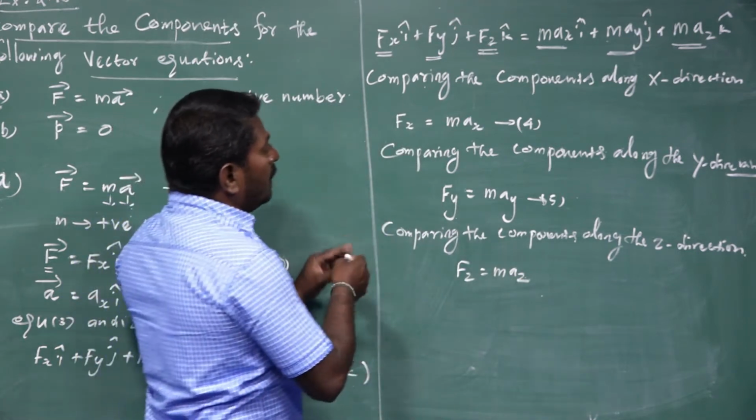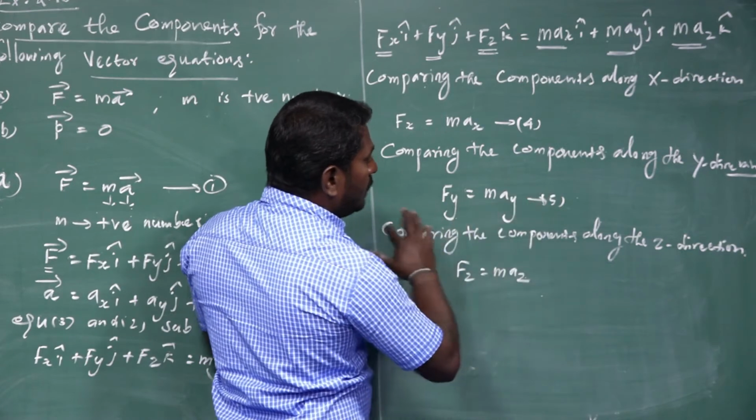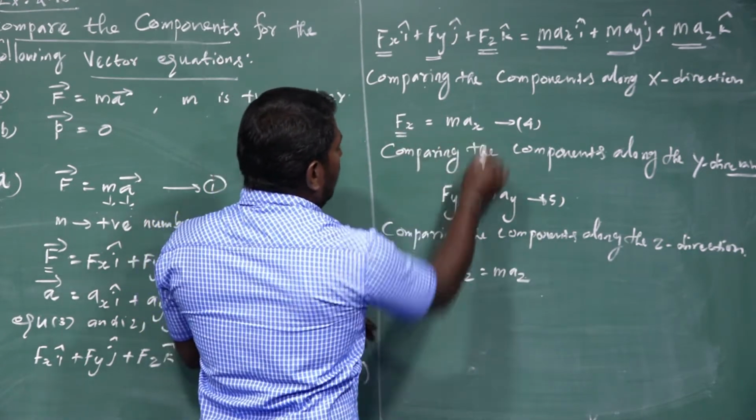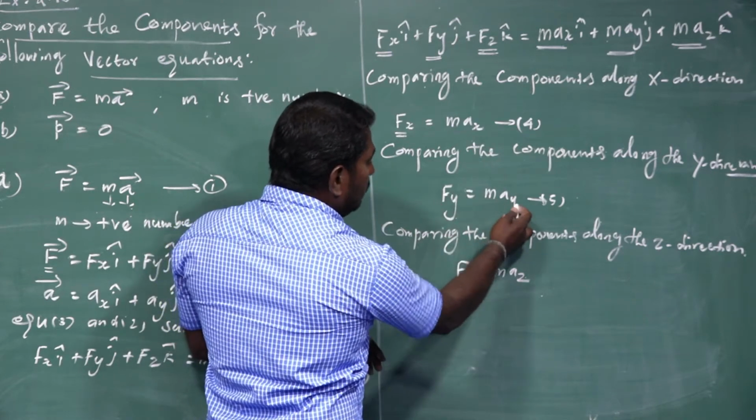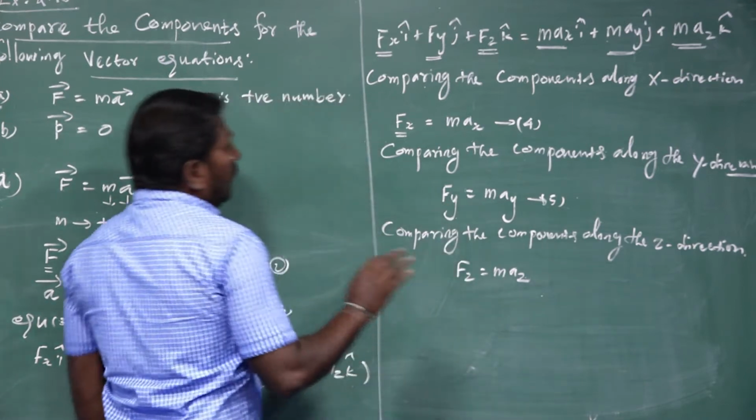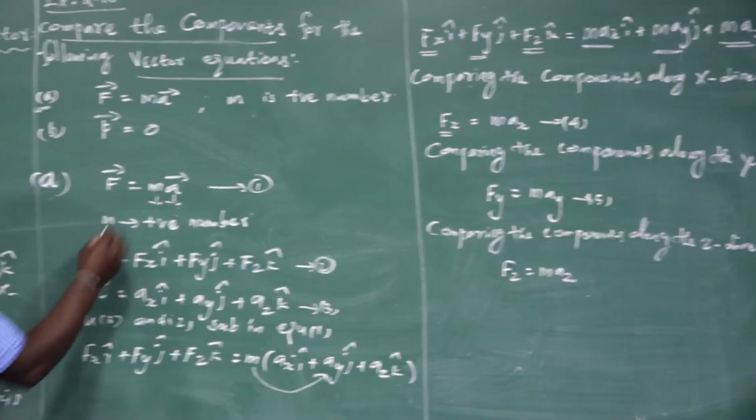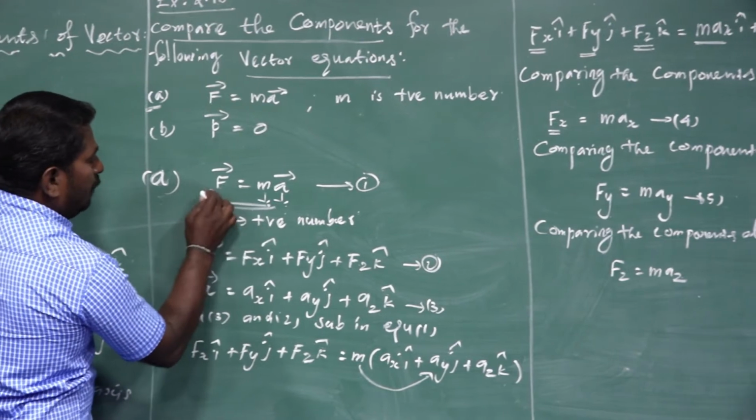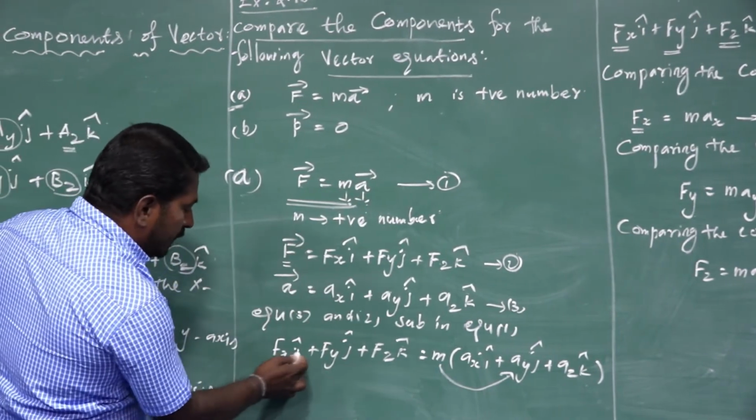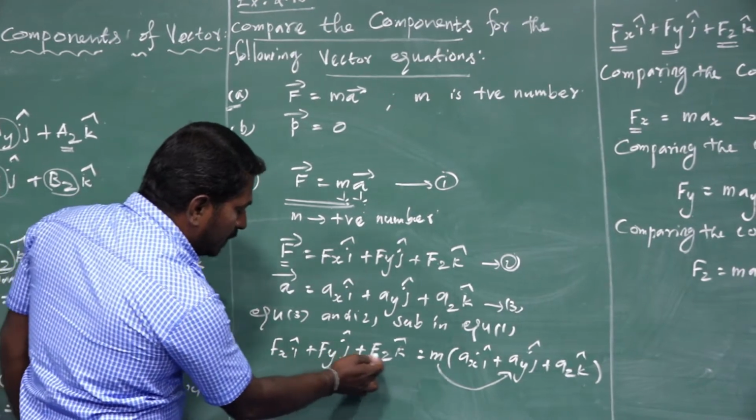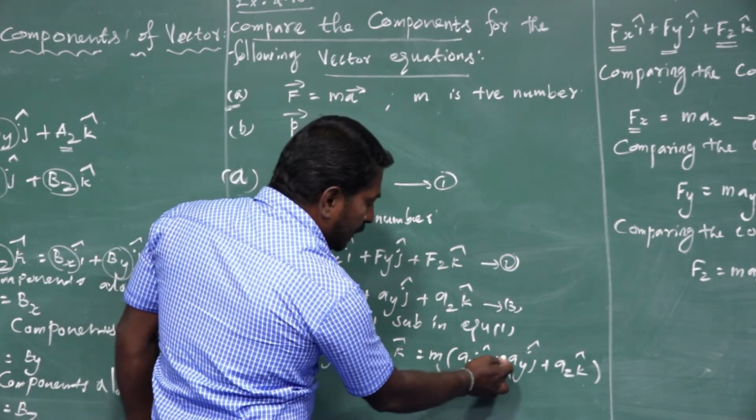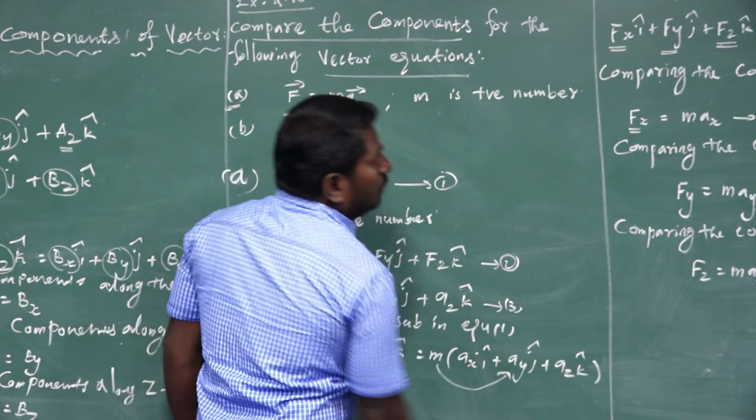So this is the comparison of components along the x, y and z directions. Fx is equal to m Ax, Fy is equal to m Ay, Fz is equal to m Az. See, only one vector equation: F vector is equal to m a vector, which is equivalent to Fx i cap plus Fy j cap plus Fz k cap, equal to m Ax i cap plus m Ay j cap plus m Az k cap.